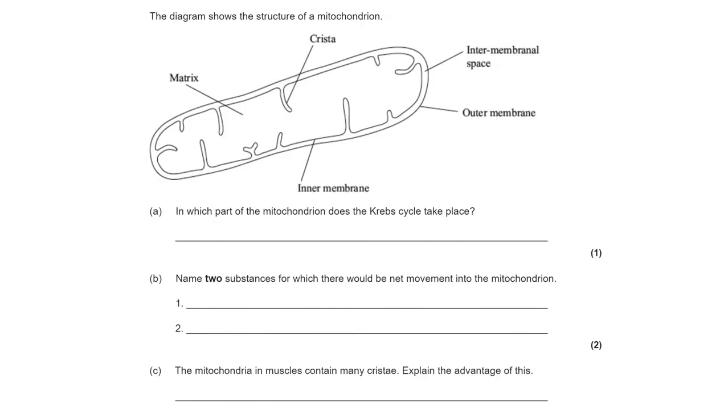The diagram shows the structure of a mitochondrion. In which part of the mitochondrion does the Krebs cycle take place? In the matrix. Name 2 substances for which there would be a net movement into the mitochondria. So either pyruvate, ADP, inorganic phosphate, reduced NAD, or oxygen.